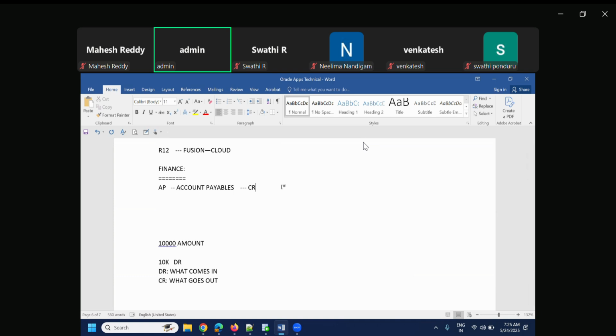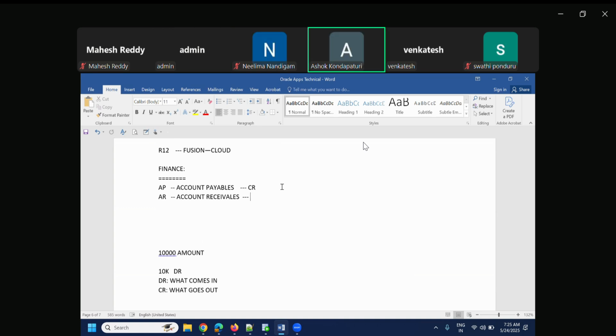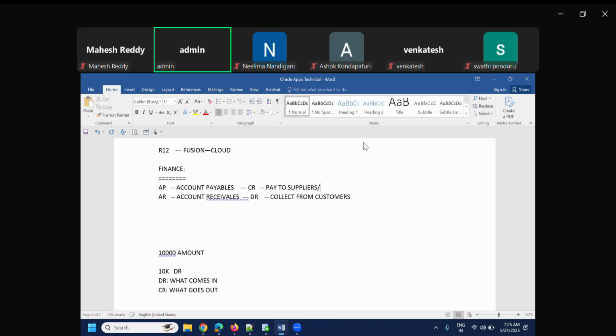Then next, let's say accounts receivable. Now you guys have to tell me: is it a debit or credit? It's a debit. I'm collecting from my customers. Collecting from customers is called a debit. What about paying suppliers? You can also call them vendors. Both are the same, supplier or vendor. At the end of the day, I do some debits and I do some credits.